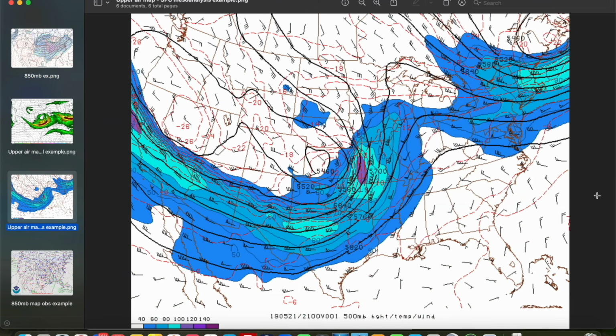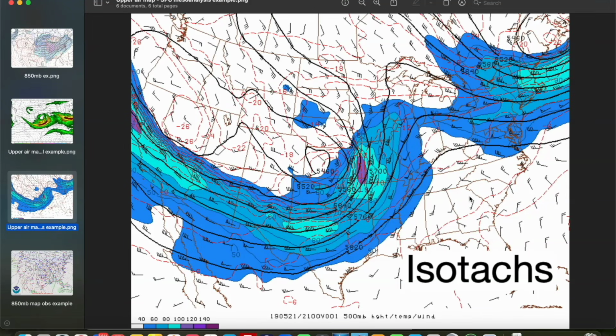Another thing you'll see that's different from the surface map is that for many sources of upper air maps, of course they will contour in the geopotential height lines. That is done very similar to the isobar analysis we did on the surface map, where the geopotential height contours tend to follow the wind direction. But they often will also contour and shade in wind speeds. This is called isotach analysis.